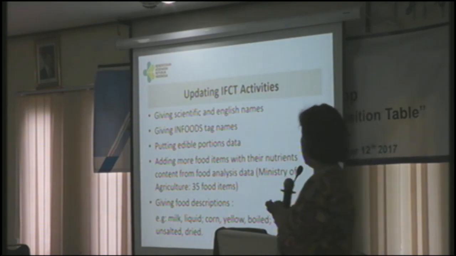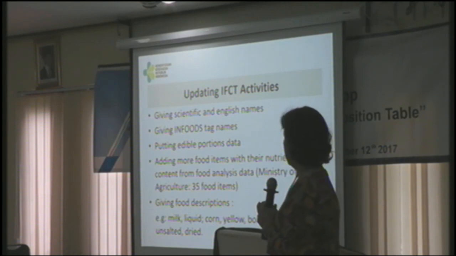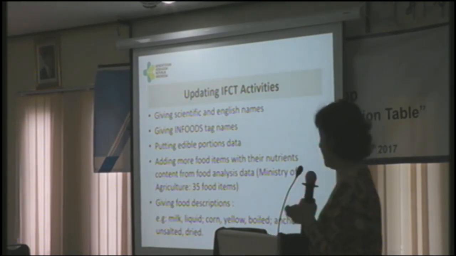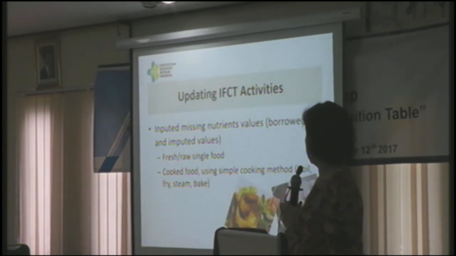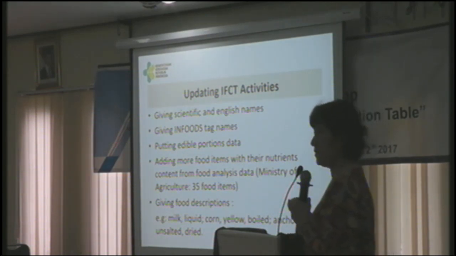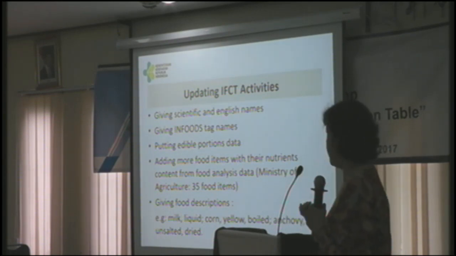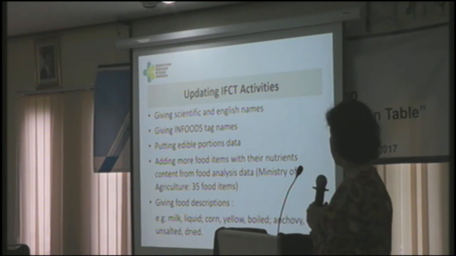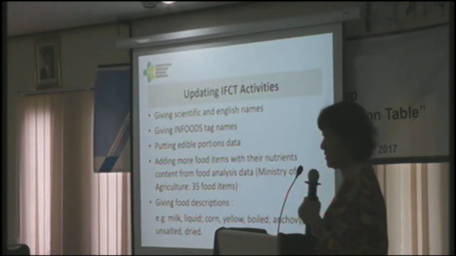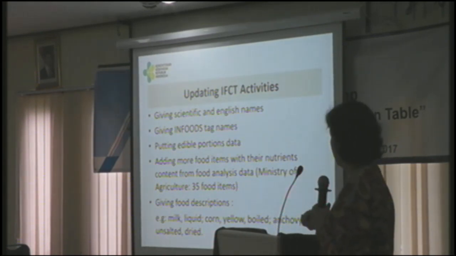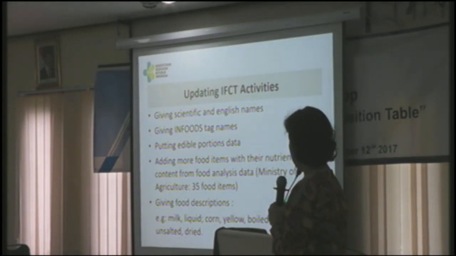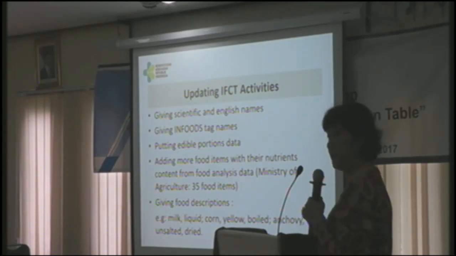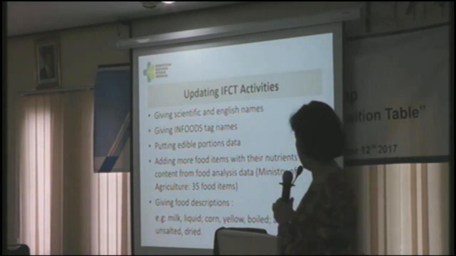So what are the updating activities for the Indonesian FCT? First, imputation of the missing nutrient values for raw and cooked food, using a simple single cooking method. We also give scientific and English names for the foods in the FCT, put in edible portion data, and add more food items with their nutrient contents from food analysis data. This data belongs to the Ministry of Agriculture, so we add it to FCT 2009. And we give food descriptions. For example, milk is in liquid form, not powder, so the user should be aware of this food description.